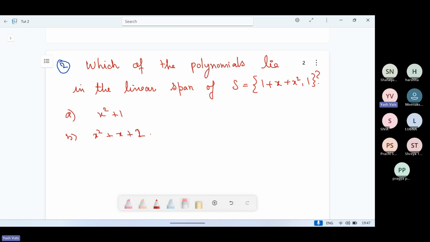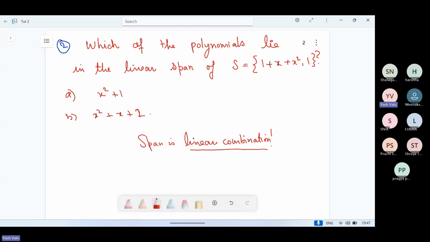Span means linear combination. Okay? Just let me know. Try this question. I have not given the same questions as in your assignment, I think, same options, but you can approach in the same way. Okay, we can try that.